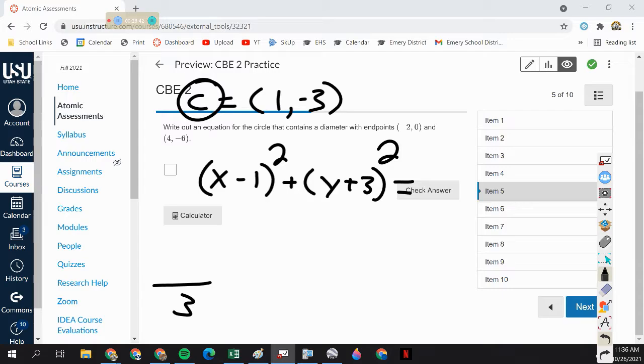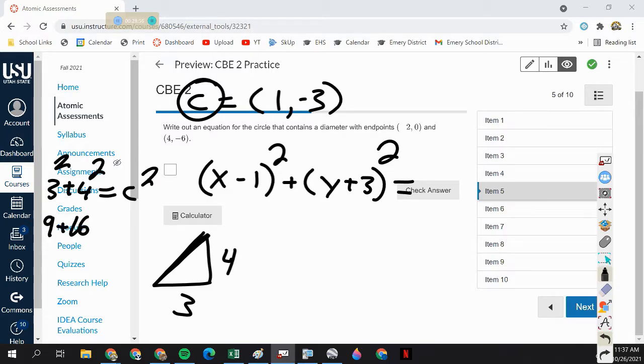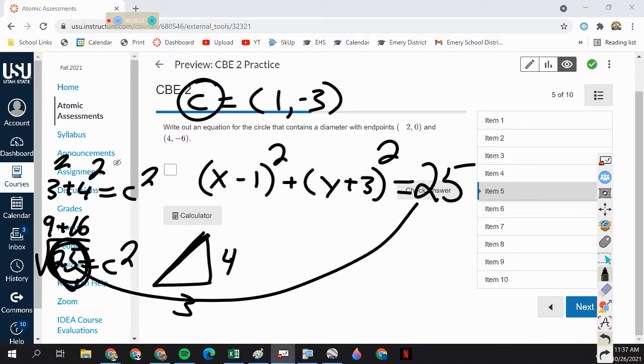Let's pretend it was a 4, because the last one was 3 and 3. So now I just need to figure out how far it is that way. 3 squared plus 4 squared equals c squared. That would be 9 plus 16. 25 equals c squared. So in that case, the radius is 5, but I don't care about the size of the radius. I want to know the radius squared. So don't take the square root, just take the 25 and stick it in the formula. Got it?